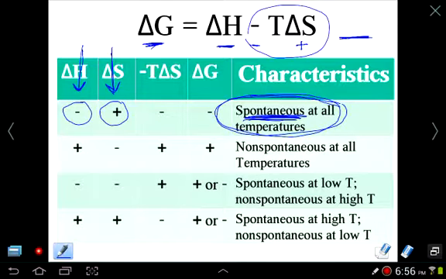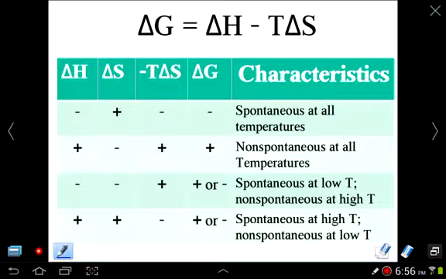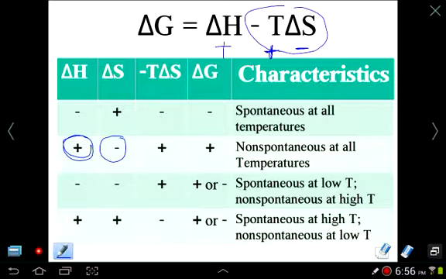Okay, let's take a look at the other scenario. Take a look at now if delta H is positive and delta S is negative. So we have delta H being positive, delta S being negative. We have ourselves a positive minus a negative. So this overall term is a plus because we're subtracting a negative or adding a positive. And for the overall, we get a positive delta G. Now remember that positive delta G means it is non-spontaneous. Nature will not make it run.